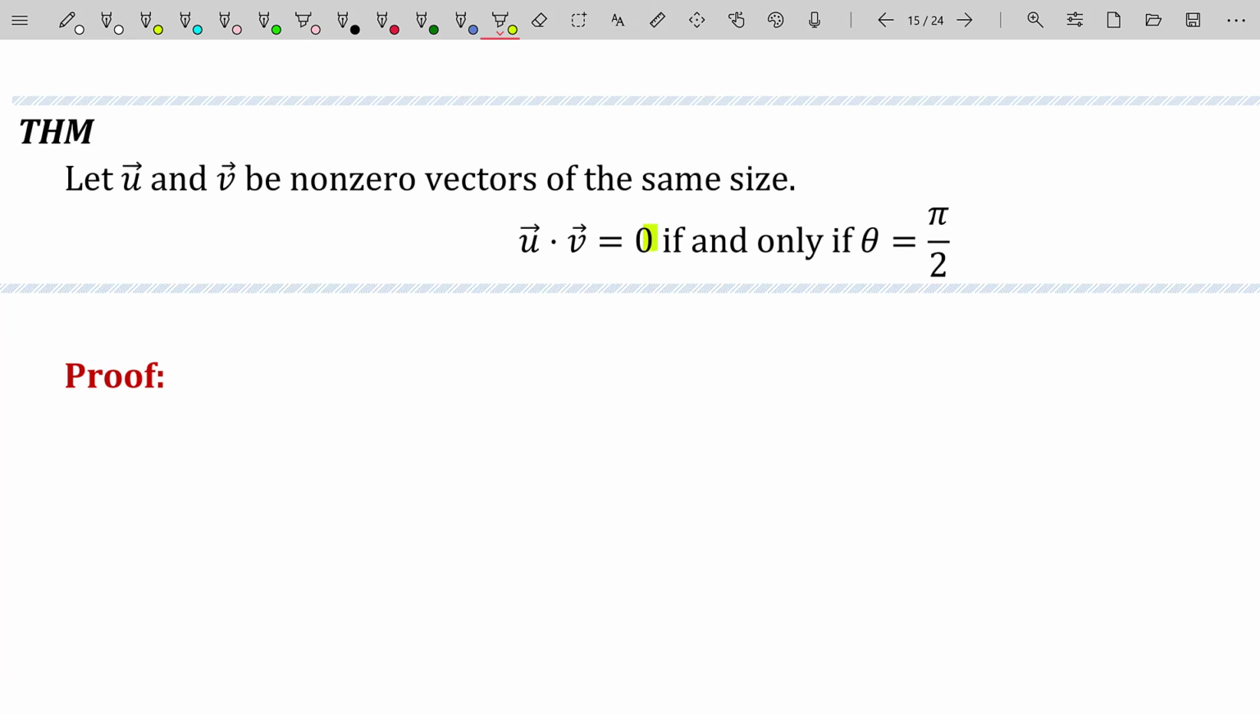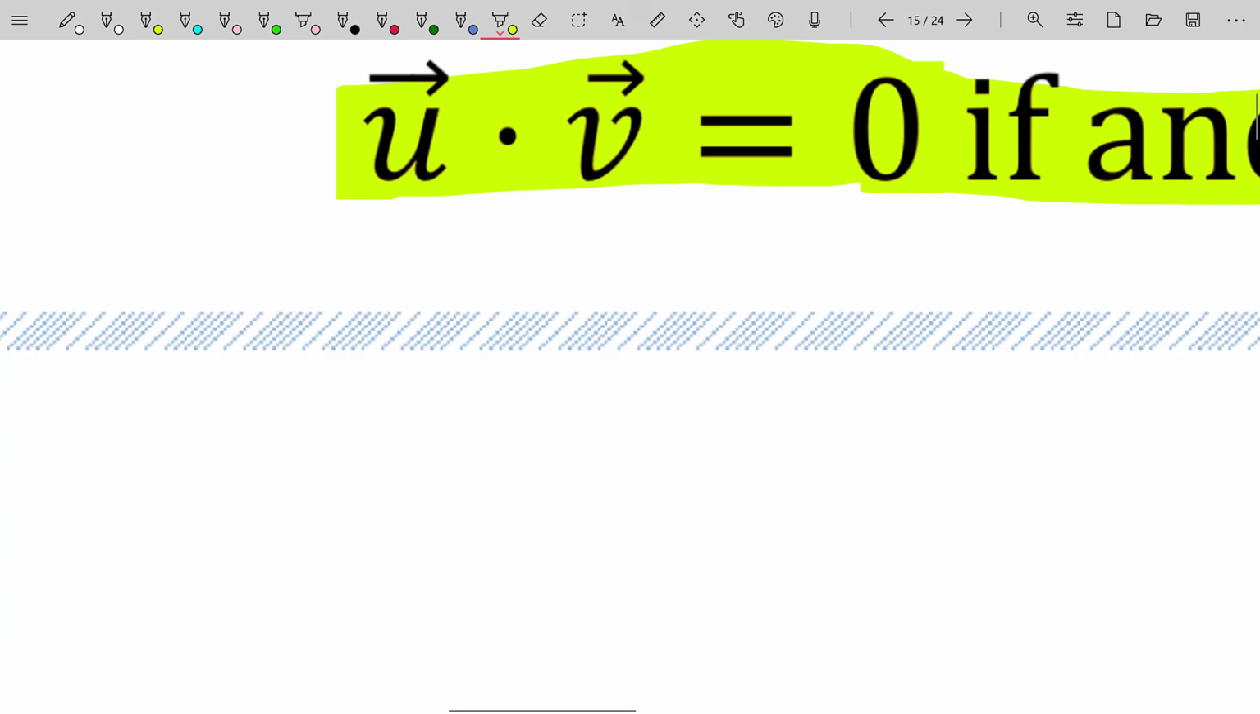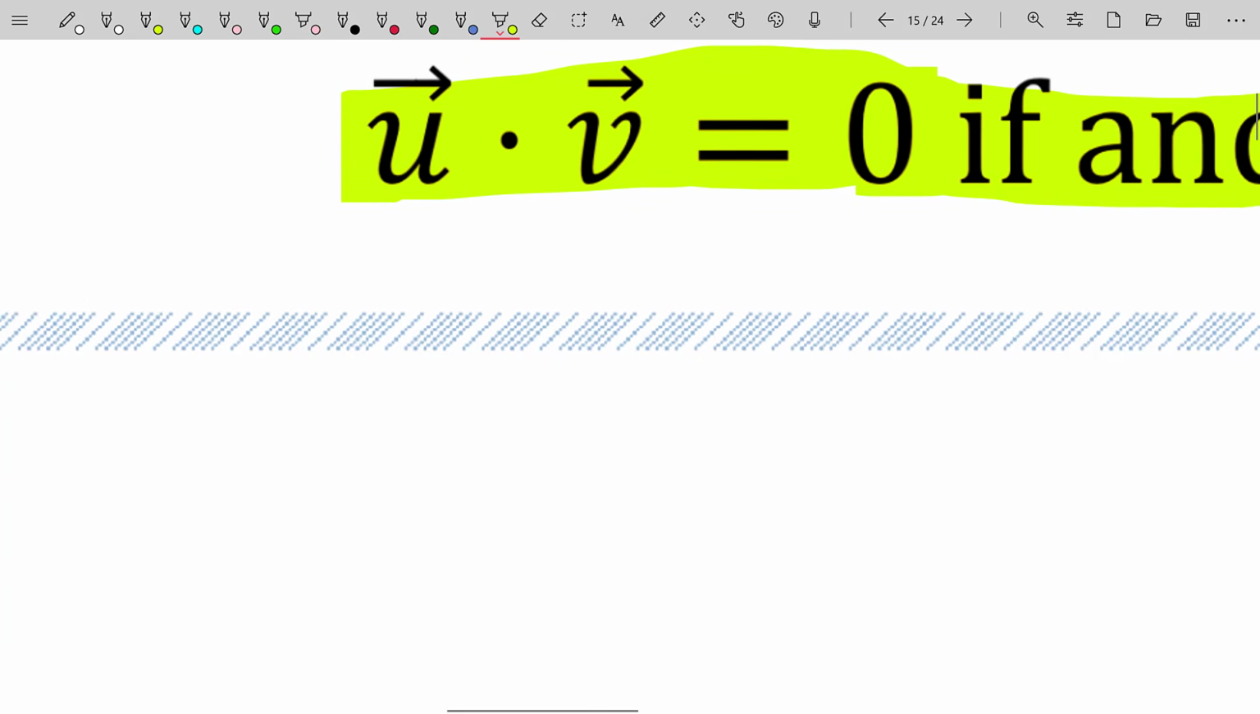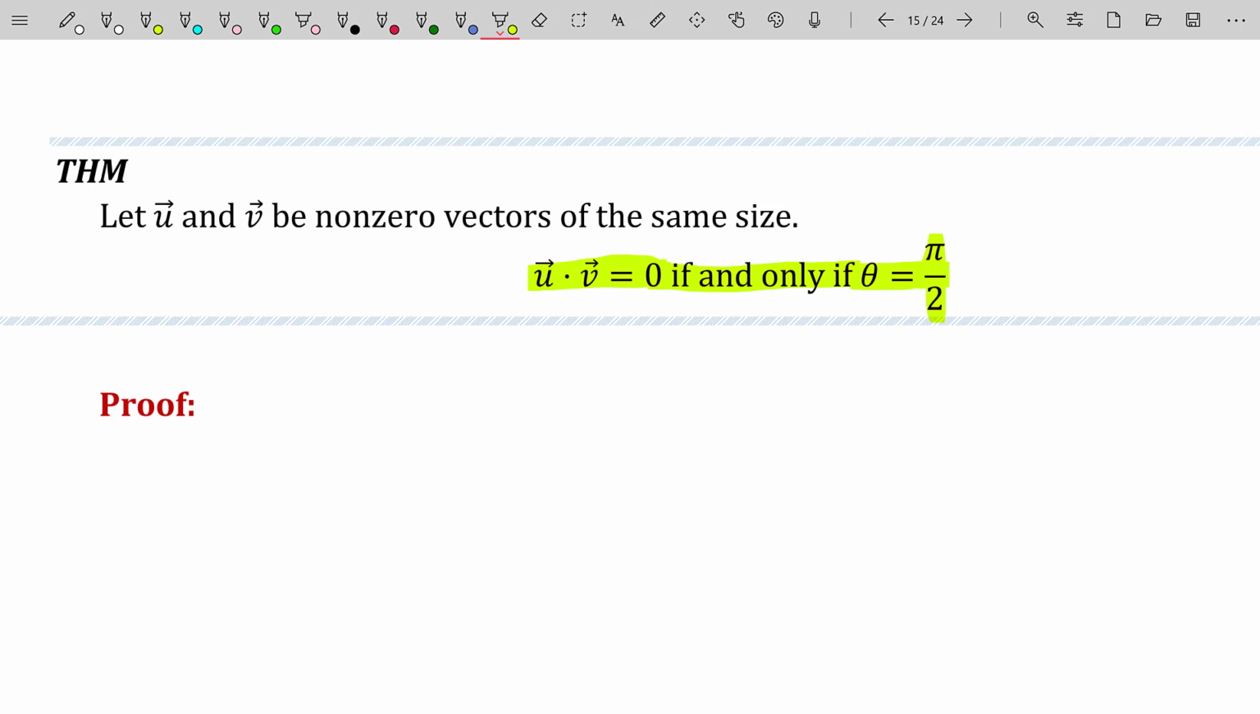Anyway, u dot v is equal to 0 if and only if the angle between those two vectors is pi over 2. Now we happen to know that if u and v are both 0, then u dotted with v would be 0. So that's not the case we're talking about, because we're assuming u and v are non-zero vectors.